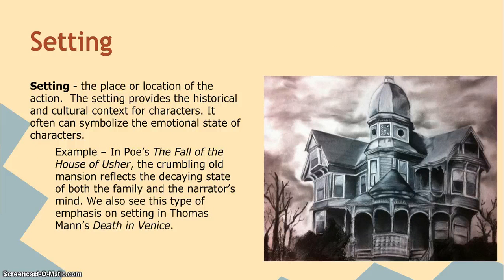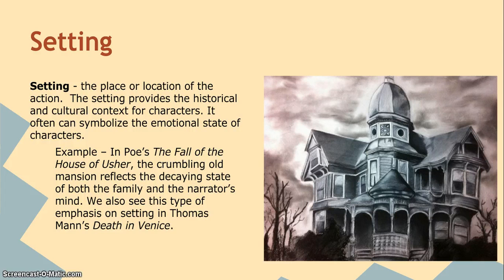Setting is really important as well, and the setting is a place or location of the action. The setting provides a historical and cultural context for the characters. It often can symbolize the emotional state of the characters. The example listed here is in Edgar Allan Poe's The Fall of the House of Usher. The crumbling old mansion reflects the decaying state of both the family and the narrator's mind.